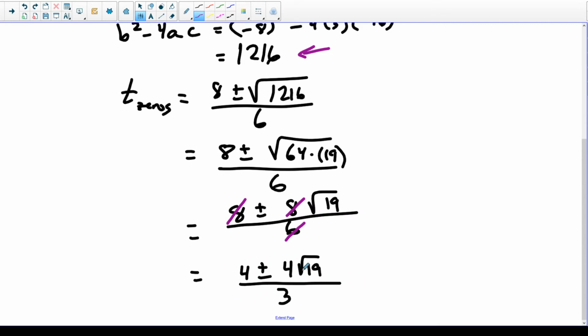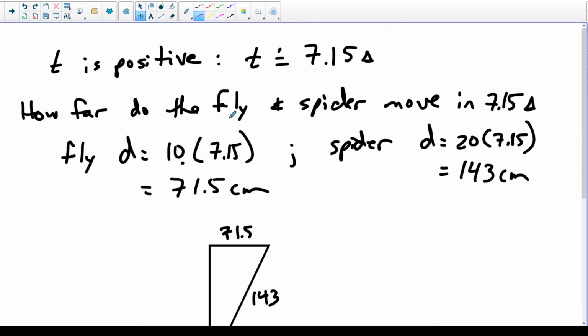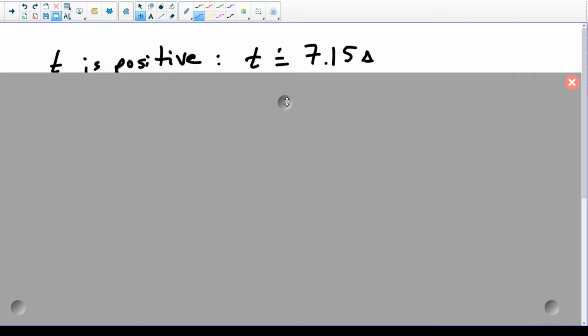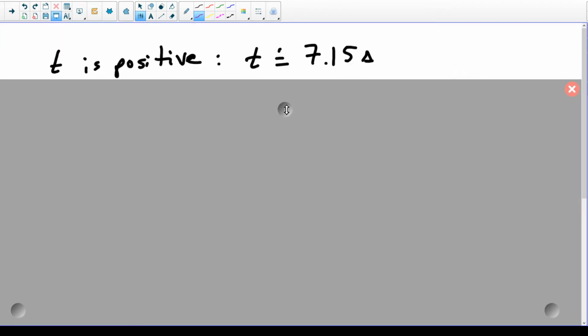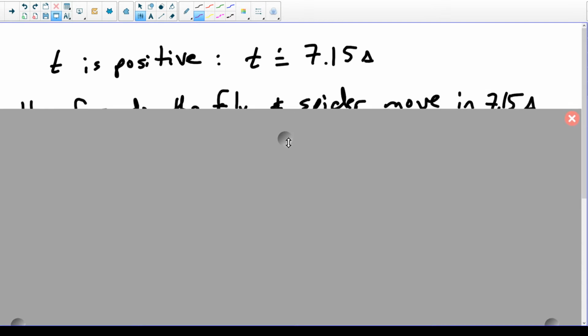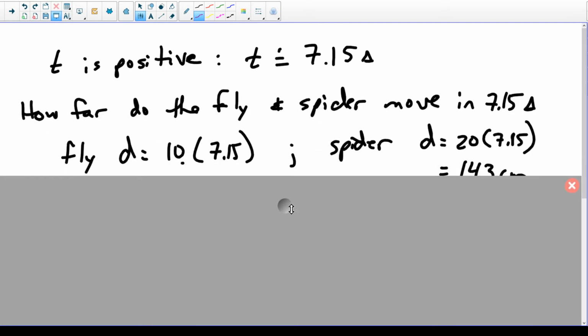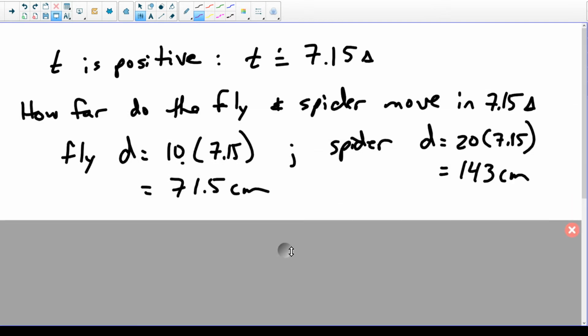You'd want to know which one is the positive one, and clearly it would be the one that's adding, because if you subtract a number that's slightly bigger than 4, you're going to get a negative number. Okay, so it has to be the 4 plus 4 root 19 divided by 3, which is our time value, which gave me this. Let me just do this. Okay, so I found that t is equal to 7.15 seconds. Then I substituted that back into my equation.